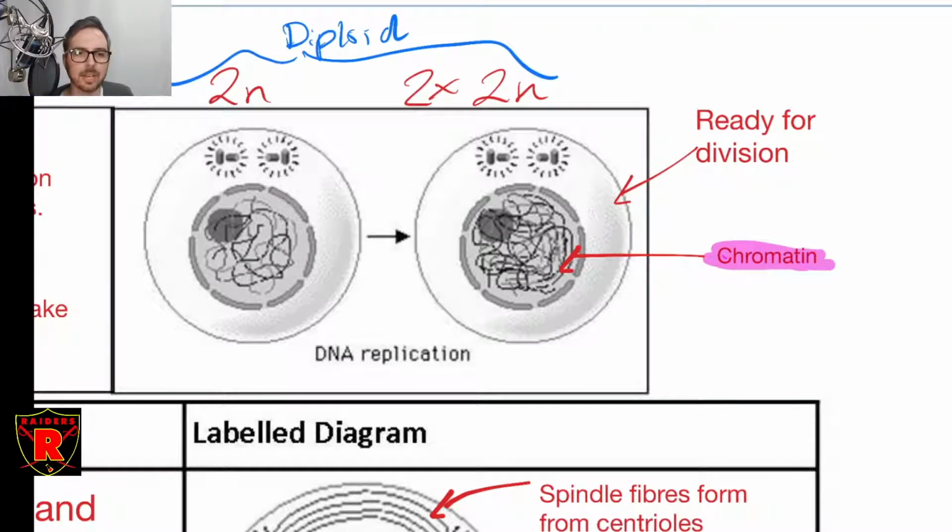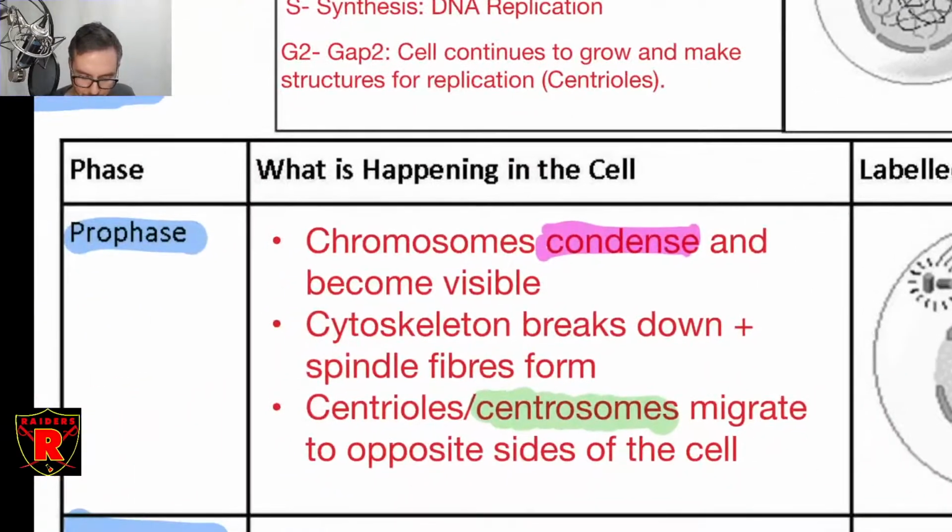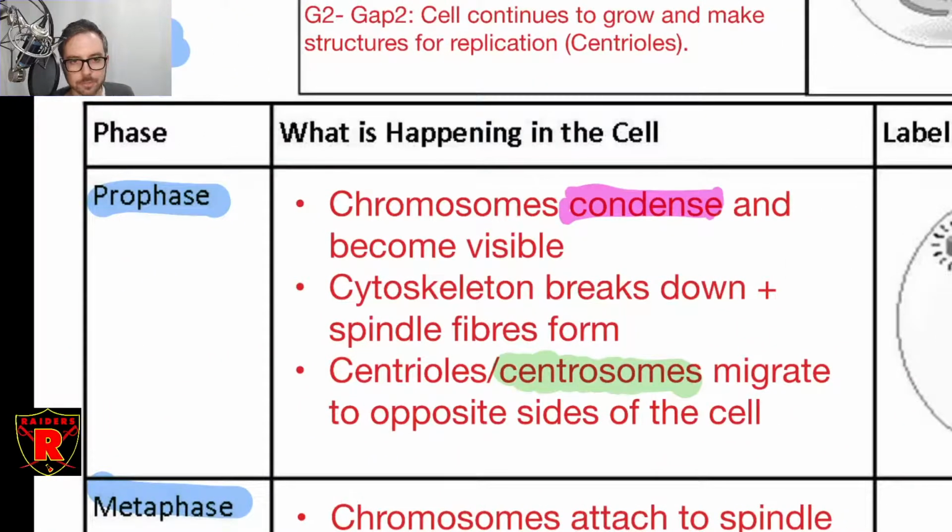So you've doubled the DNA. You've made identical copies. It's still in its chromatin form, so still unwound. But at that point, now it's ready to actually start mitosis. You've made all the DNA and all the structures that you need to do mitosis, and now you're ready to go into the mitotic process. Okay, so now mitosis actually begins, and the first phase is called prophase.